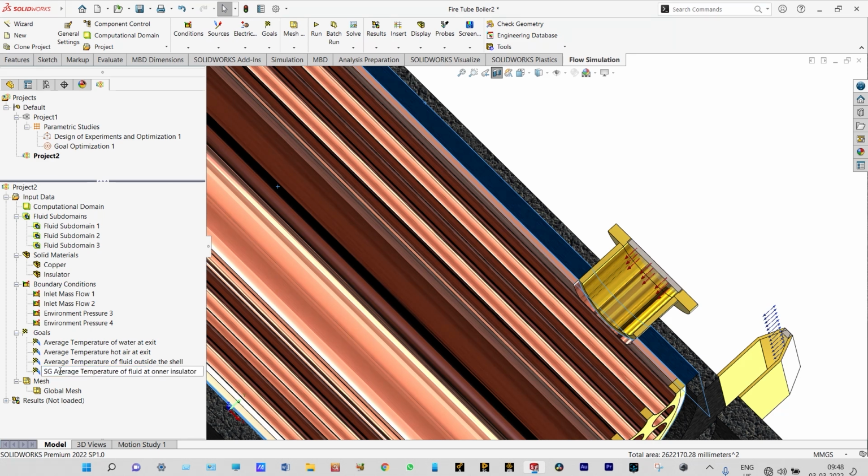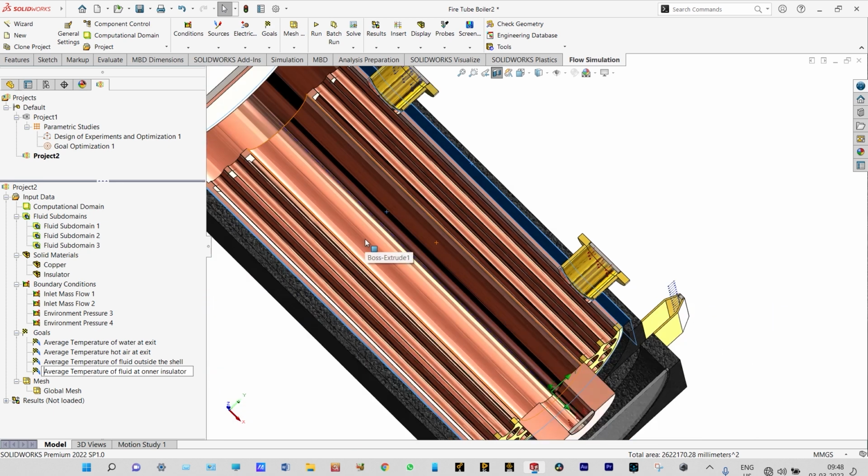We have selected 4 different goals, but our main aim should be the average temperature of water at exit. That means we want to have steam at the exit location, right? Okay.